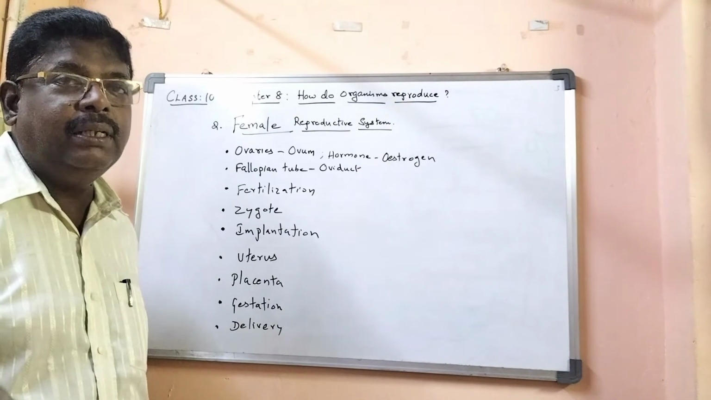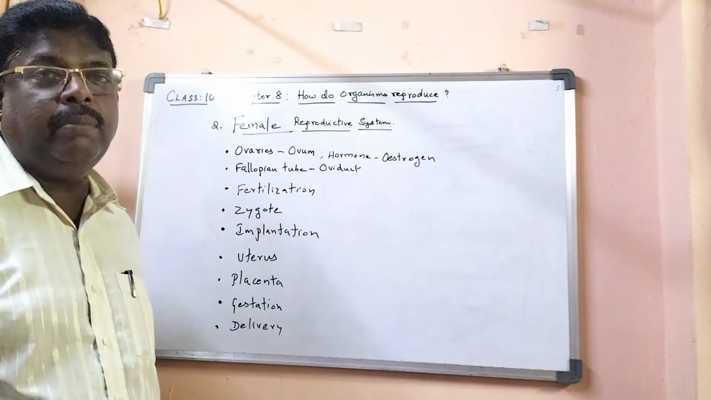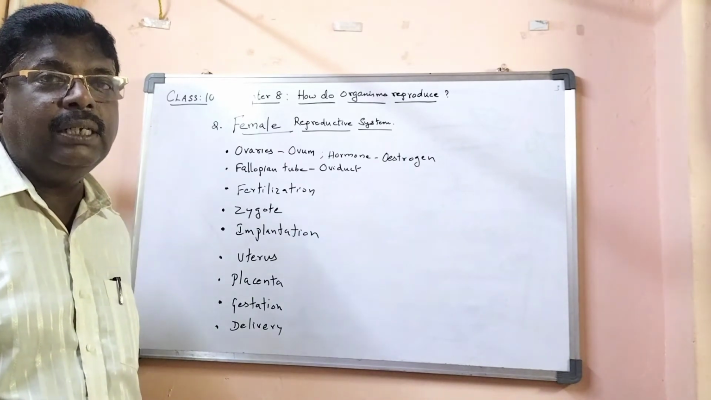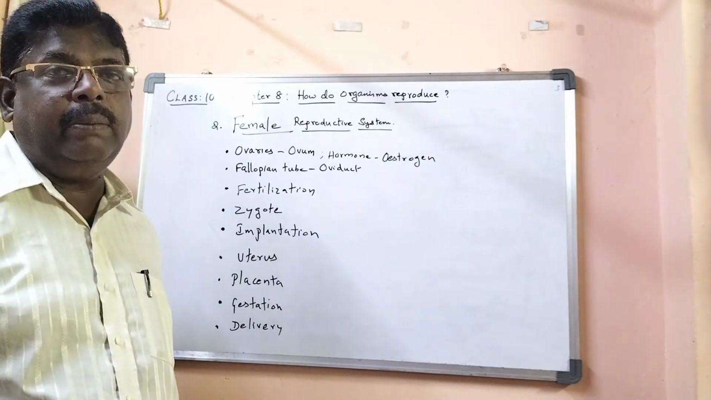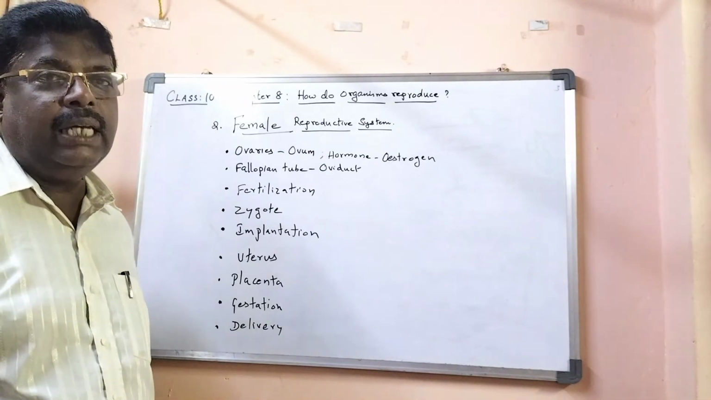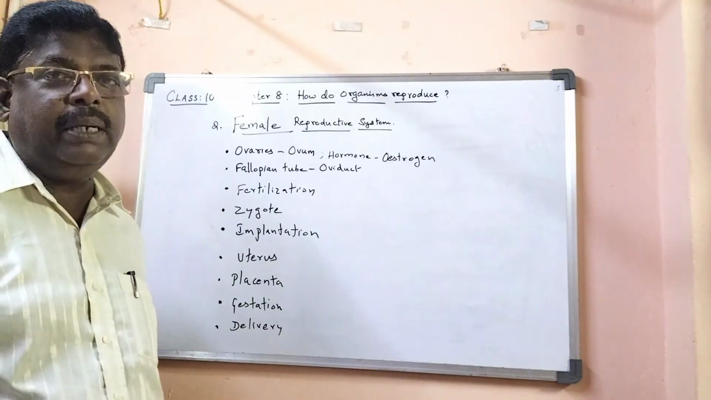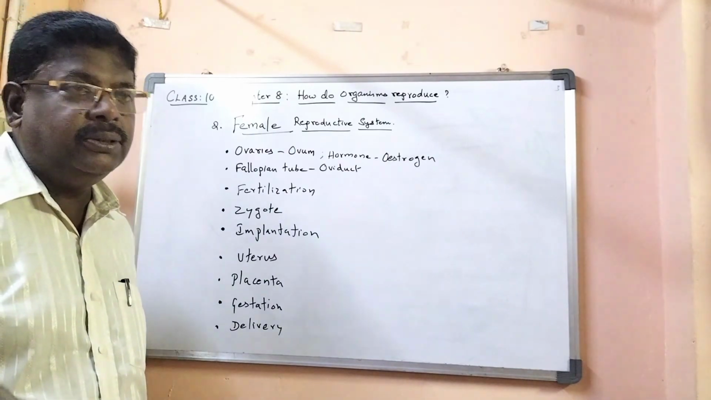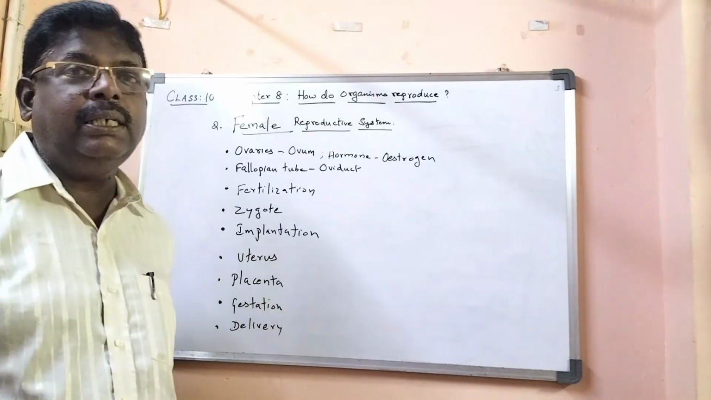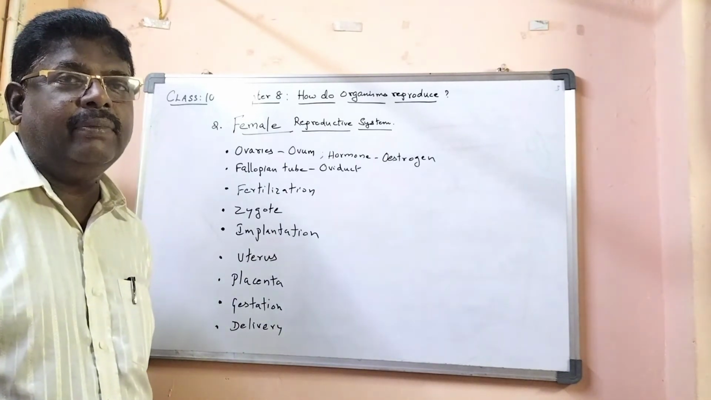At that time, there will be rhythmic contraction of muscles. The rhythmic contraction of muscles will expel the baby out through the cervix and vagina. That is how the baby is expelled out. So these are the points that you have to remember. Based on that, you can write.